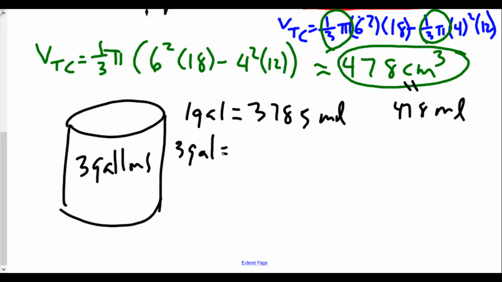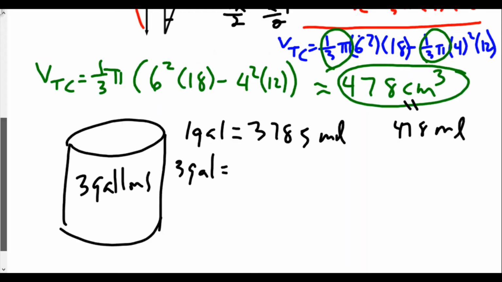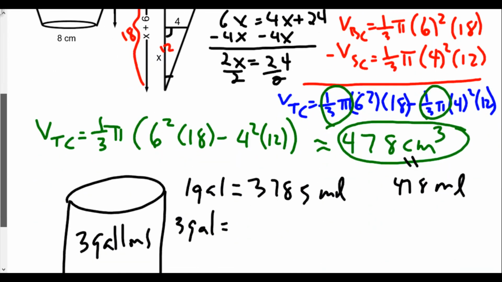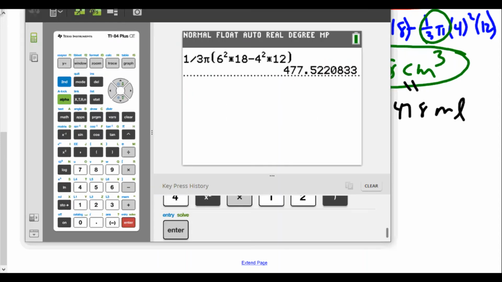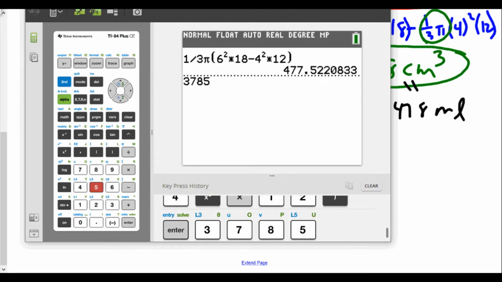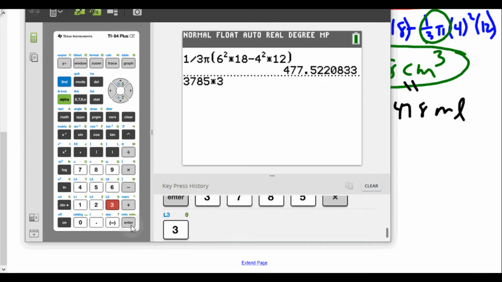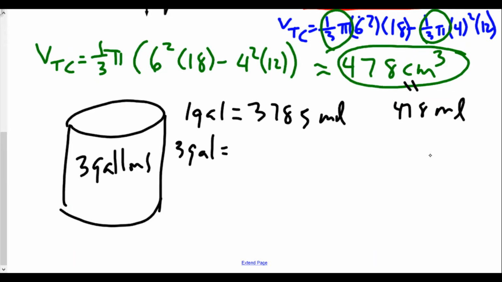is going to be 3,785. Just double check, make sure that was 3,785. Yes. And so on our calculator, 3,785, and we're going to multiply this by 3. So times 3, and we get 11,355 milliliters. So that's what 3 gallons is like.